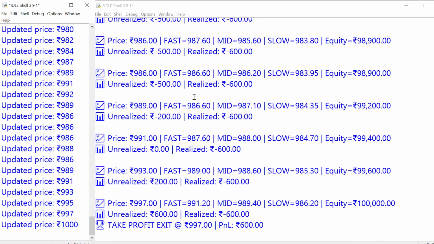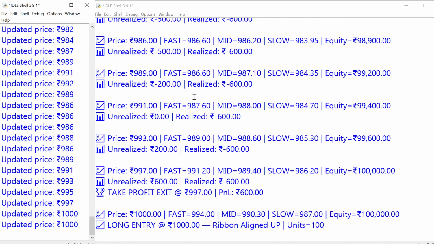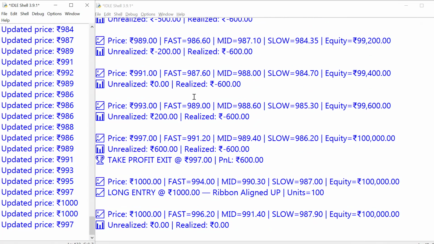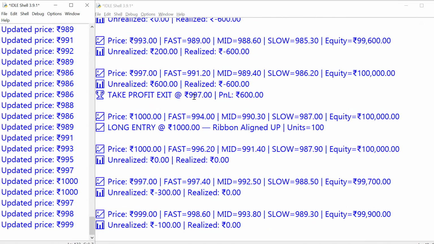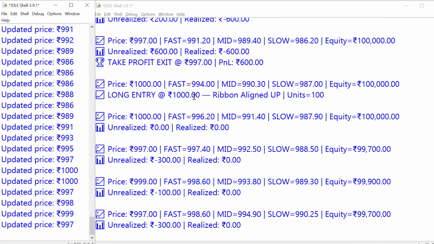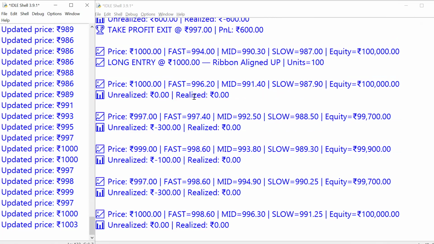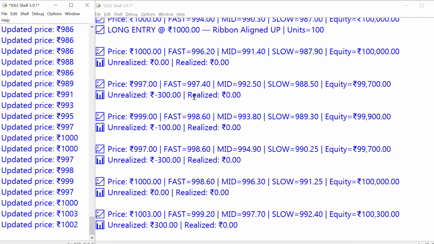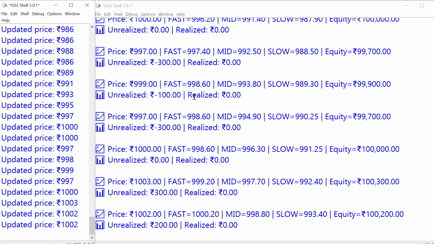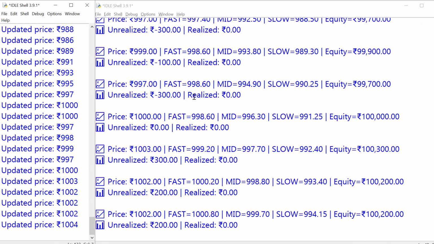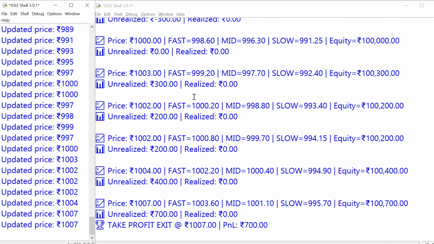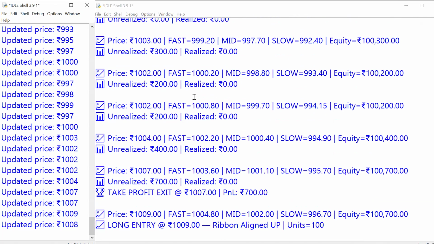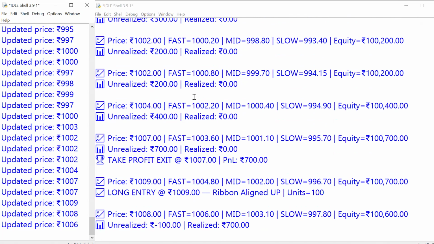We have taken one more profit, one more long entry. Currently there is no profit, no loss. We have one long entry at, I think, 1000. If it books the profit, then I'm going to stop. I'm waiting for the realized profit to turn positive, to be very right. Okay, we got one more profit and the realized profit is positive. So keep on doing this.